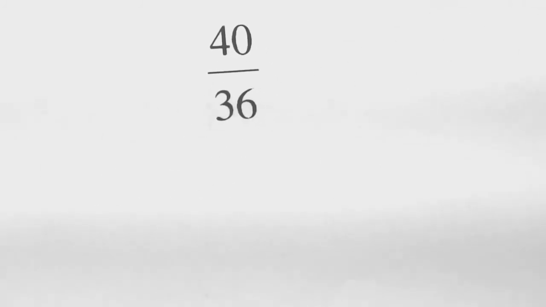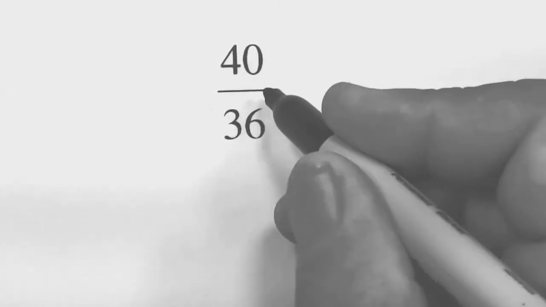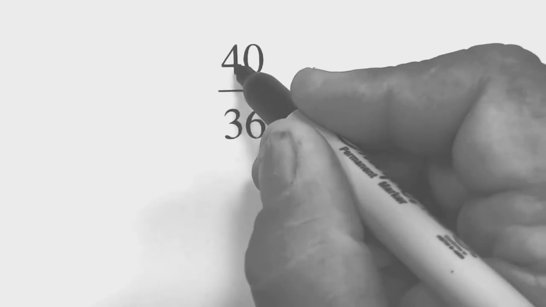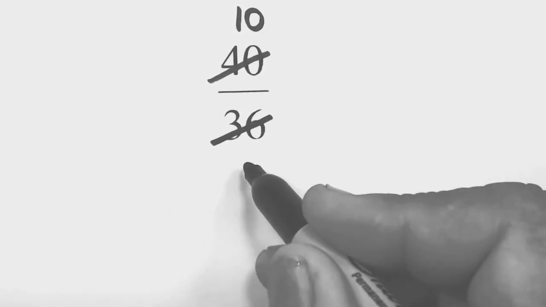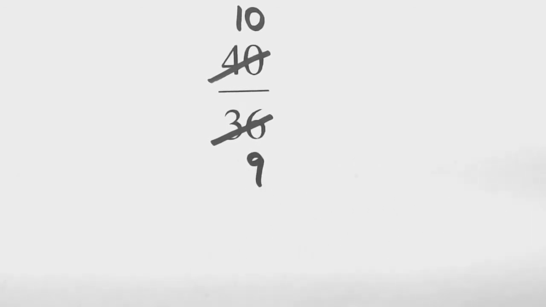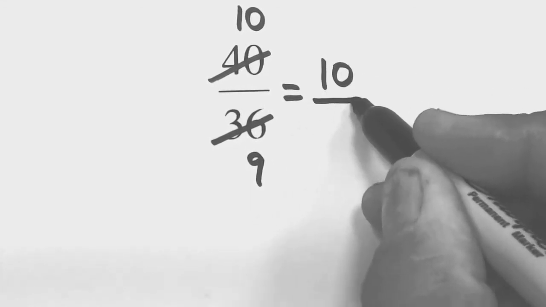Okay, one last example to look at here. The same idea going on. We can reduce a 4 into both of these. Let's do it. 4 goes into 40 10 times. 4 goes into 36 9 times. And that looks like we can't reduce it any more than that. So what we've got here is 10/9.